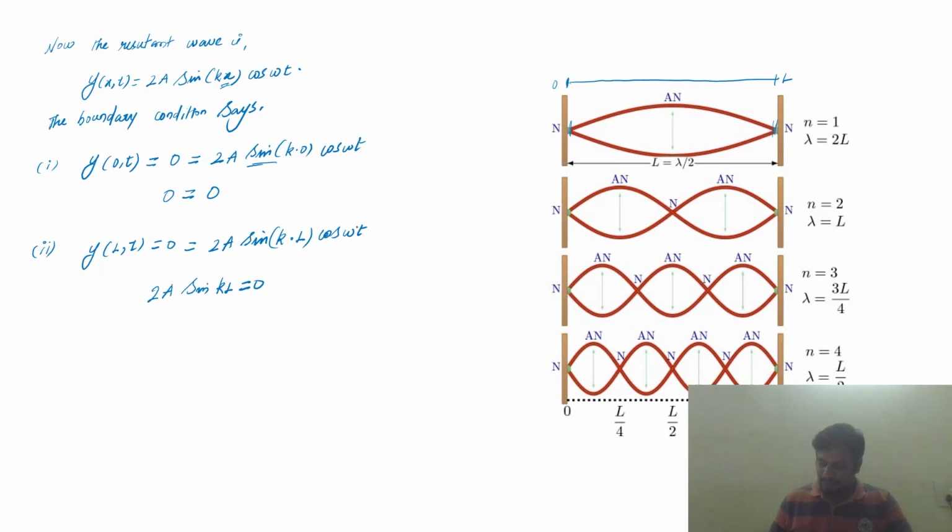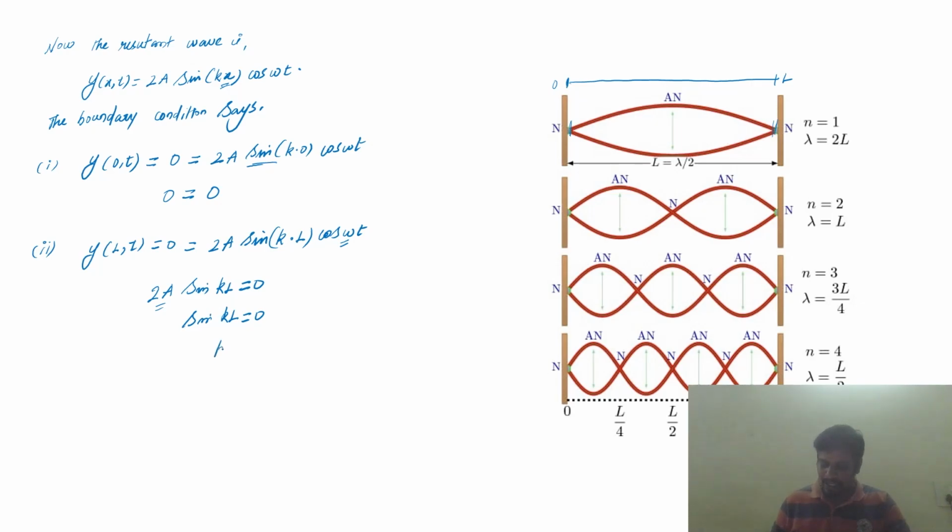Definitely the wave frequency cannot be 0, because we are generating the wave. So the cosine function we can't take as 0. To satisfy these boundary conditions, we need 2a sin kL equal to 0. Therefore sin kL equal to 0, because the amplitude cannot be 0, or else there is no wave. So we need to take sin kL equal to 0.